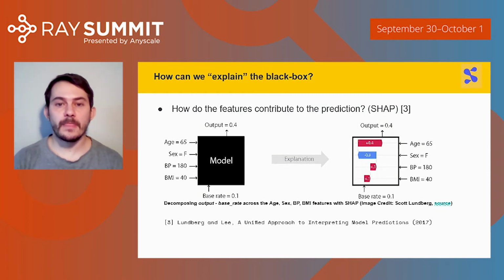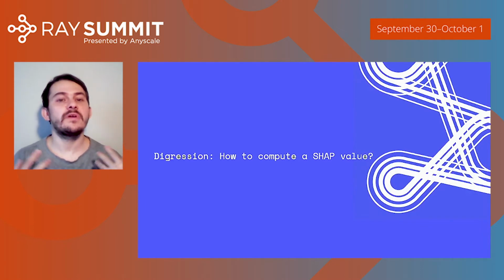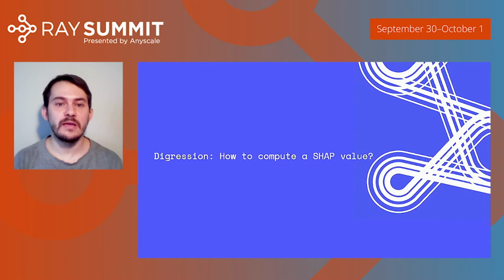So unfortunately, computing these numbers is hard. These attributions have exponential computational complexity. So to give you a sense for why we need Ray when we want to compute a lot of these model output explanations, I'm going to briefly digress and explain to you how a SHAP value is computed.